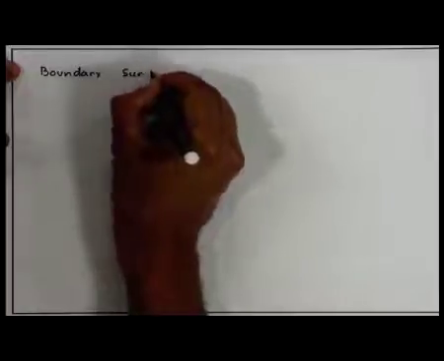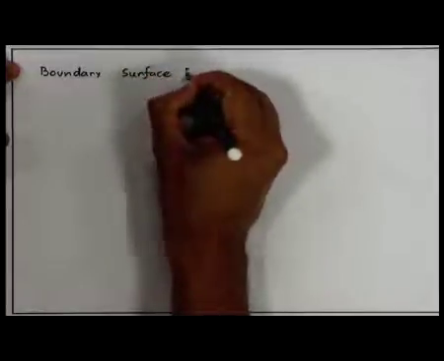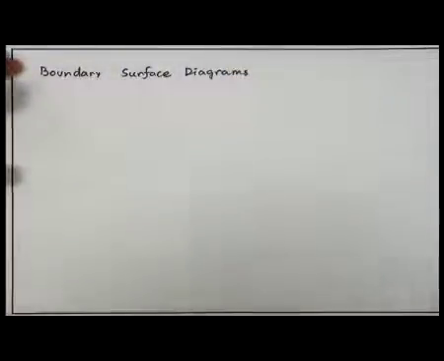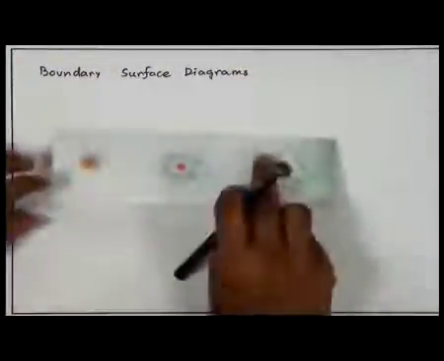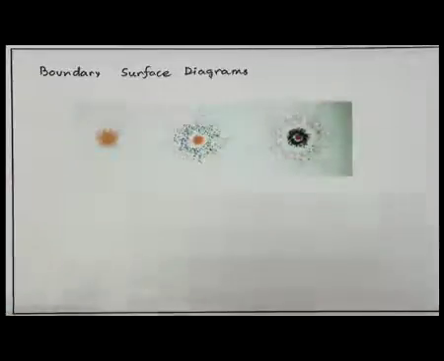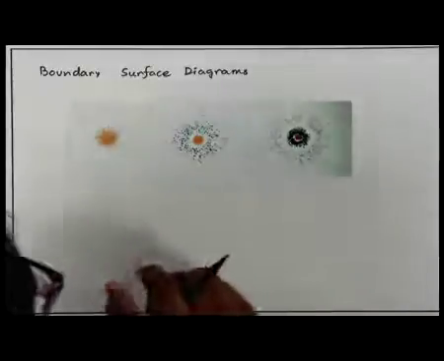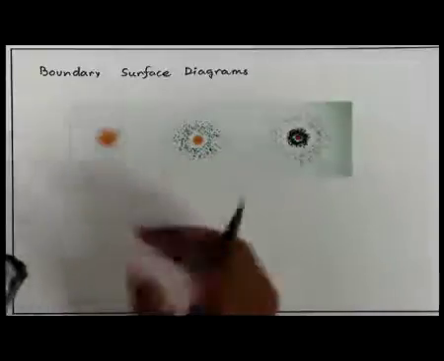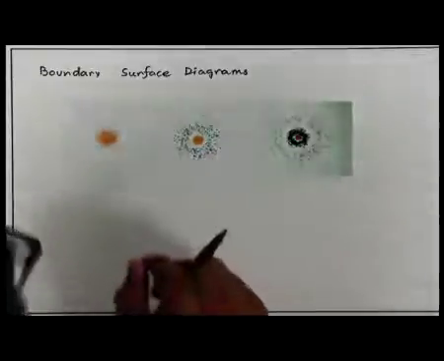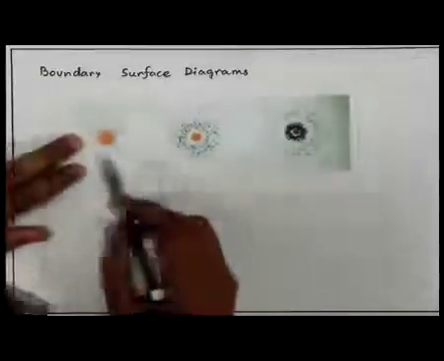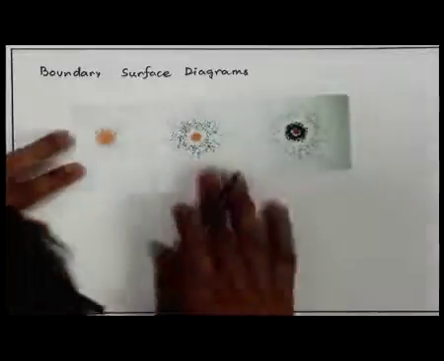Our next point of discussion is boundary surface diagrams. Now, when I solve the Schrodinger equation of the hydrogen atom, I get the 1s orbital, the 2s orbital, the 3s orbital. The square of those wave functions is essentially the probability distribution. Probability distribution means how many times I will find the electron at a particular value of r.